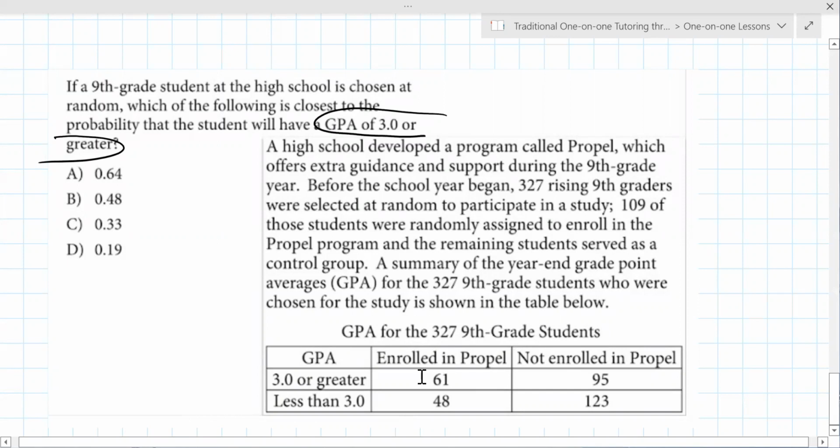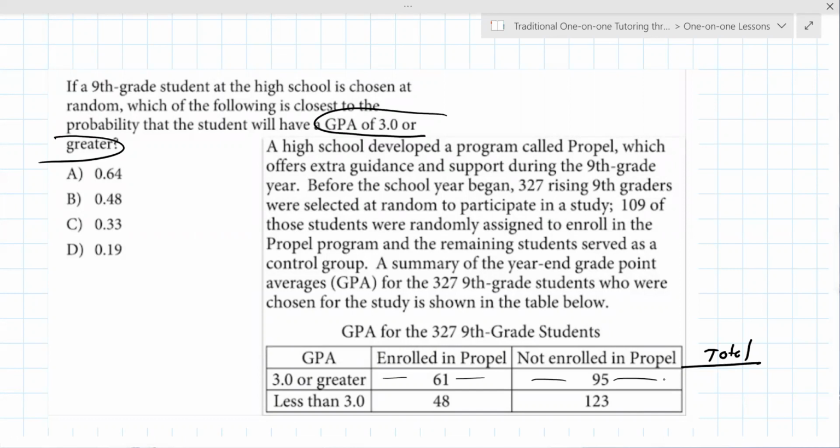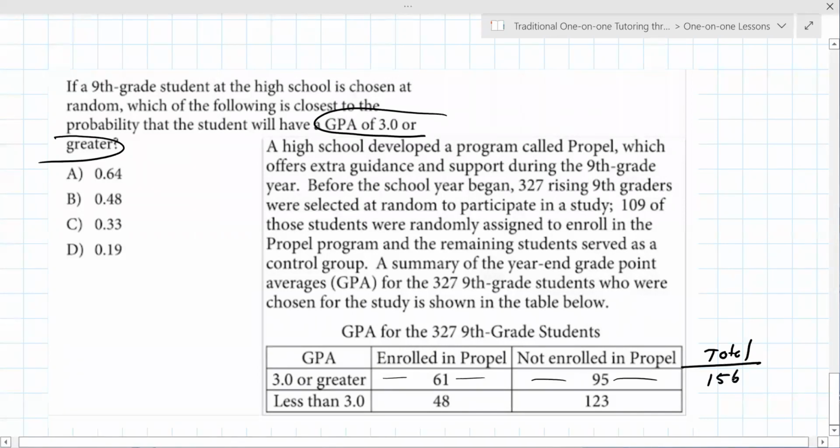The top one. Now notice this one did not give you the total. The top left, it's both of these though, because they could be enrolled in Propel, whatever that is. Oh, Propel, okay. Like they could be, but it's both of them. Okay. But they're not giving you the total. Sometimes they do, sometimes they don't. So when you add these together, 156.